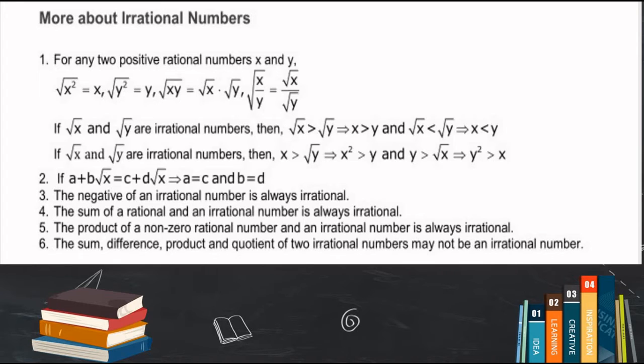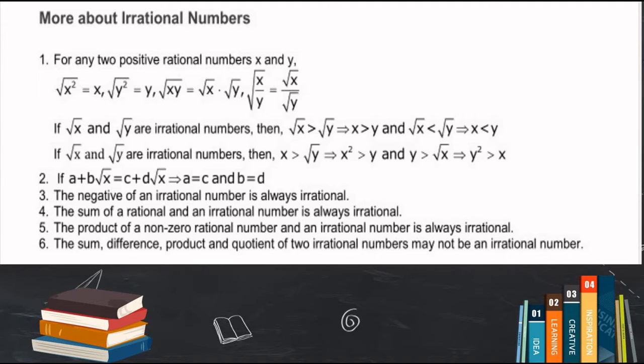The first point is for any two positive rational numbers x and y: root of x square is equal to x, root of y square is equal to y, root of xy is equal to root x into root y, and root of x by y is equal to root x by root y. If root x and root y are irrational numbers, then root x is greater than root y, that is, x is greater than y. And if root x and root y are irrational numbers, then x is greater than root y, that is, x square is greater than y, and y is greater than root x, that is, y square is greater than x.